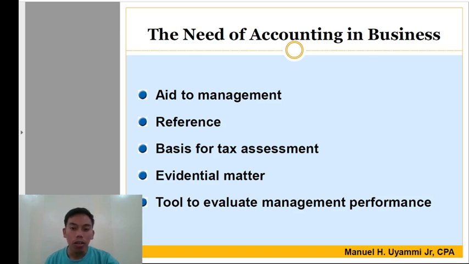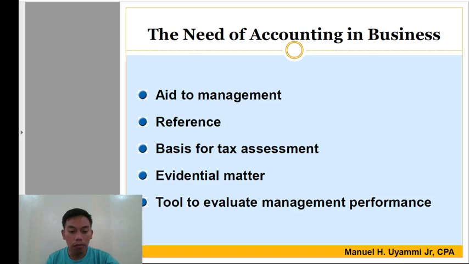And also, nabanggit kanina that accounting is used to evaluate management performance. Kasi ang management or ang managers natin, sila naman po ang nagpapatakbo ng business natin. Kung kumusta ang business, it is primarily the role of the management. So, kung kumikita tayo, we could attribute it to the good management of the business. Pero kung nalulugi tayo, check natin baka yung manager may ginagawang himala. So, these are the need of accounting in business.